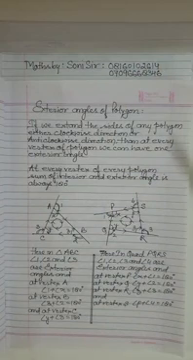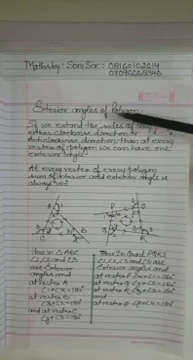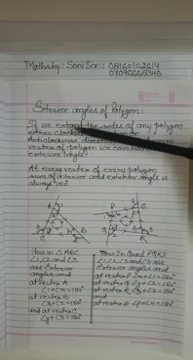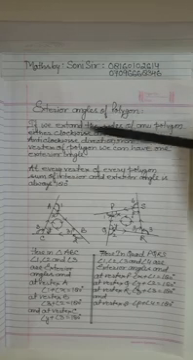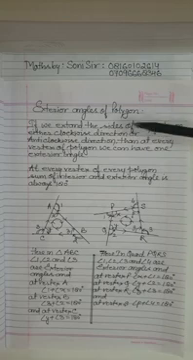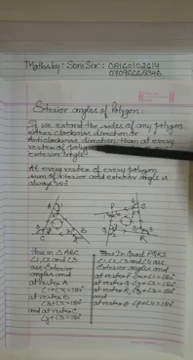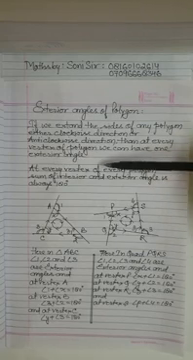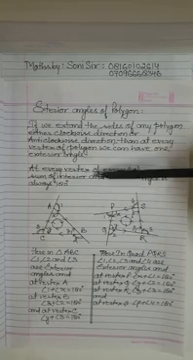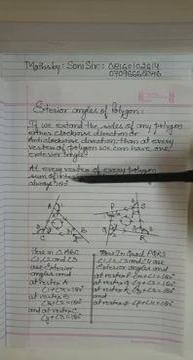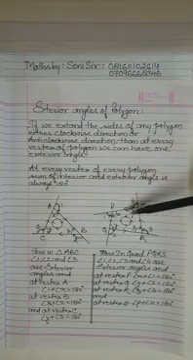Now, the exterior angle of any polygon. When we extend the sides of any polygon, either in clockwise or anti-clockwise direction, then at every vertex of the polygon we get one exterior angle. At every vertex of every polygon, the sum of interior and exterior angle will be 180 degrees. That we will see by these two figures.